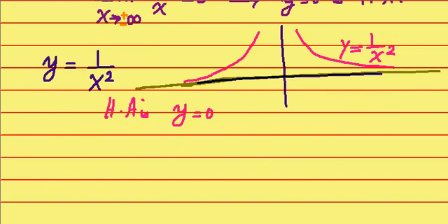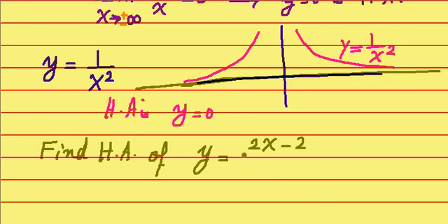Okay, these were rather trivial examples. Now let's go ahead and open the discussion for something more interesting. Here's a question: find the horizontal asymptote of y equal to, let's say, 2x minus 2 over 3x minus 5. Let me go ahead and change this number so that our numbers do not collide. Here, let me say 4.